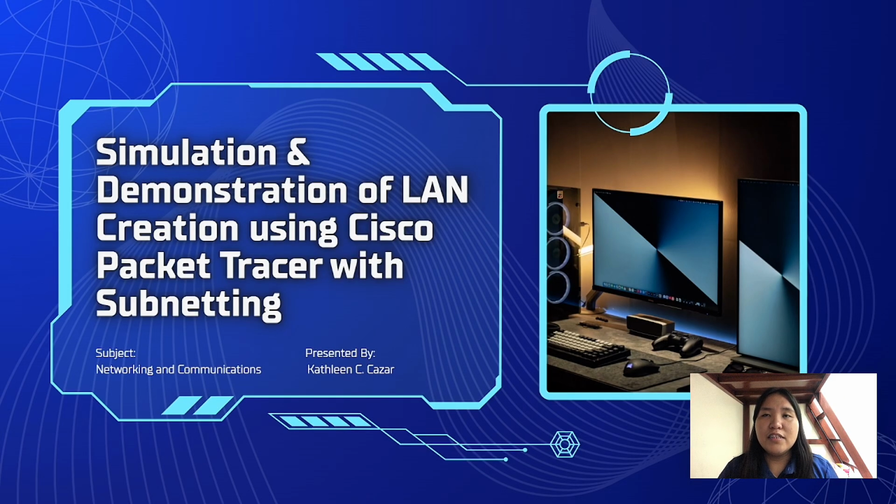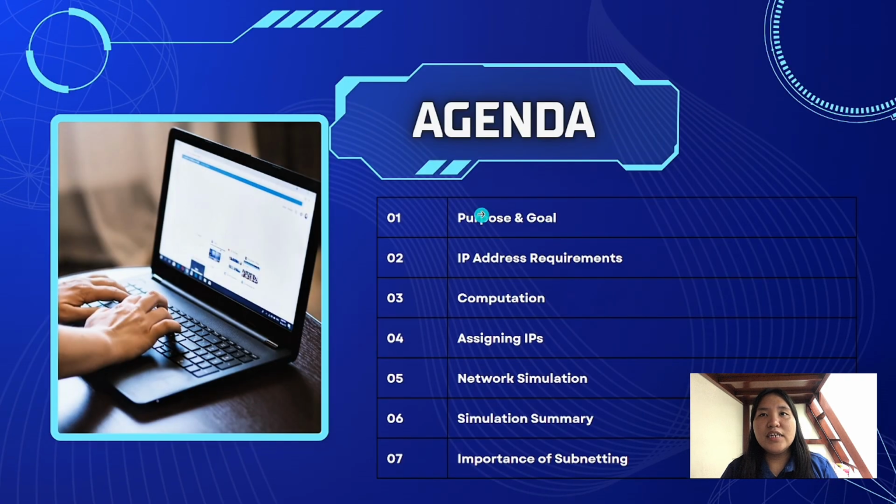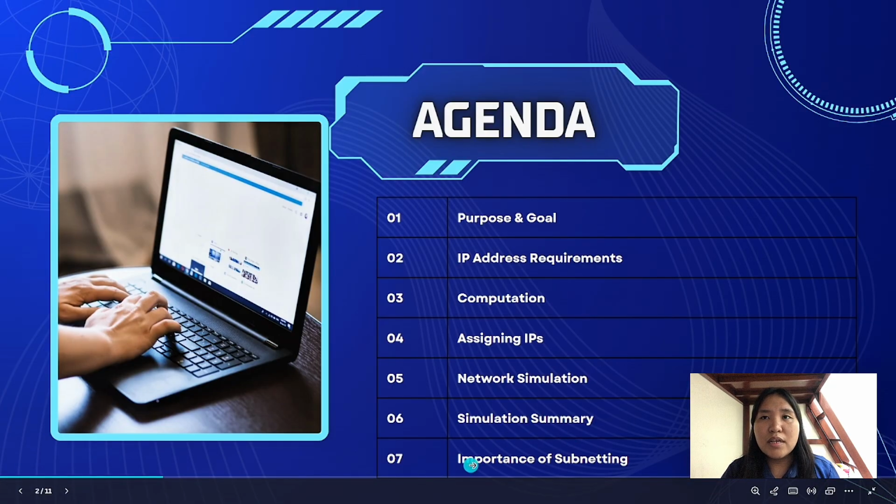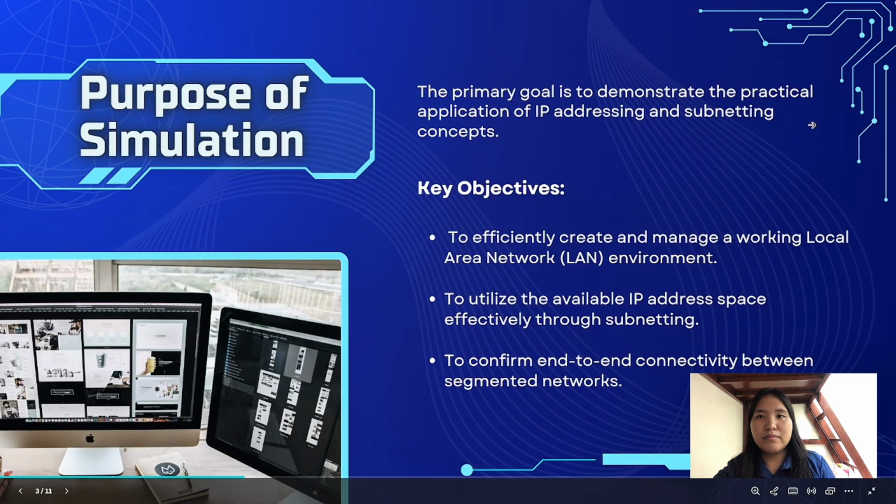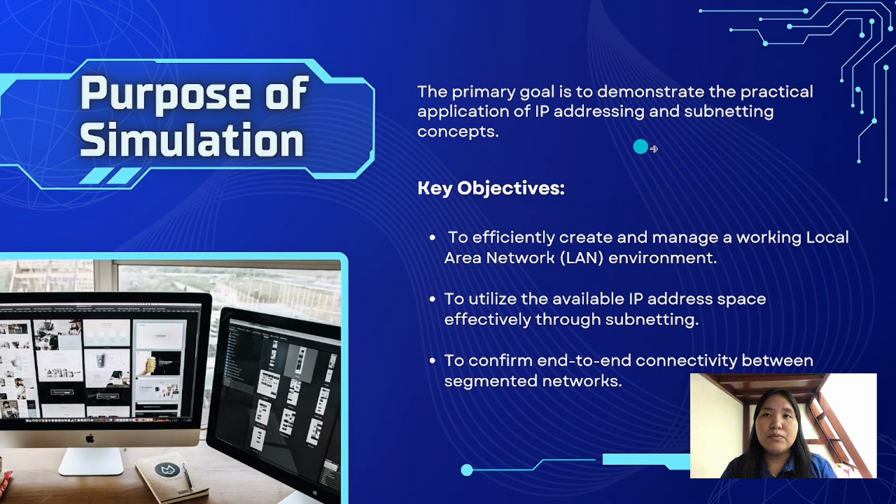Today, I'll be discussing the simulation and demonstration of LAN creation using Cisco Packet Tracer with subnetting. For today's agenda, first, the purpose and goal. Second, IP address requirements. Third, computation. Fourth, assigning IPs of every computer. Fifth, network simulation. Sixth, simulation summary. Seventh, importance of subnetting.